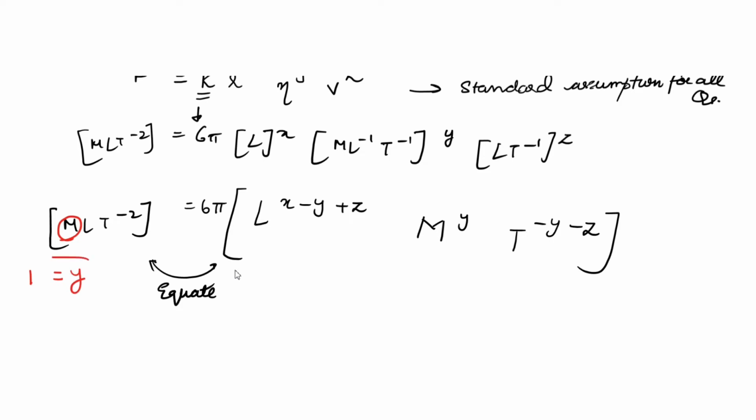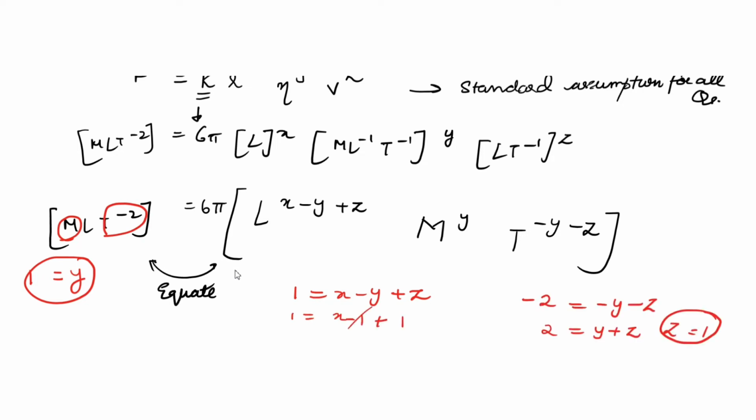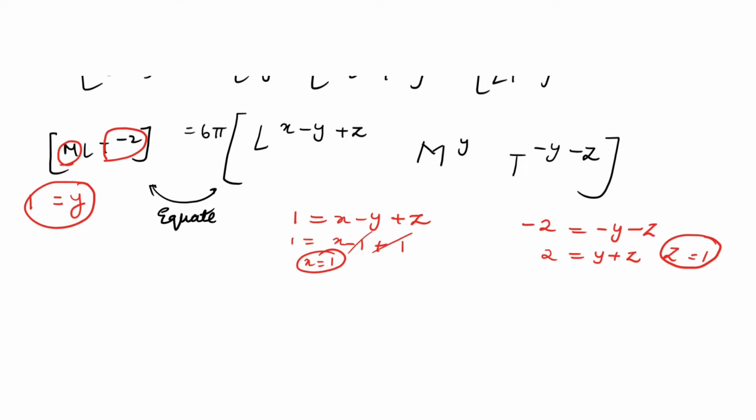Substitute the value of y in the third equation and you will get the value of z as 1. Now substitute the values of y and z in the second equation. We will get x as 1. So we have found the values of x, y and z, which are all equal to 1. So what do we get as the formula? F is equal to 6 pi r^1 eta^1 v^1. So the formula is F equals 6 pi eta r v. You will learn this as a formula itself in fluids.